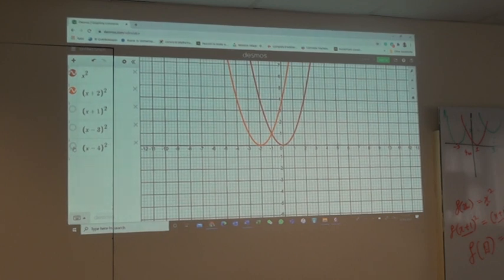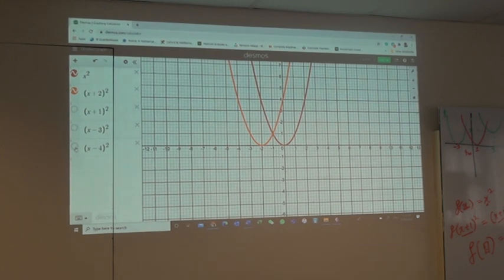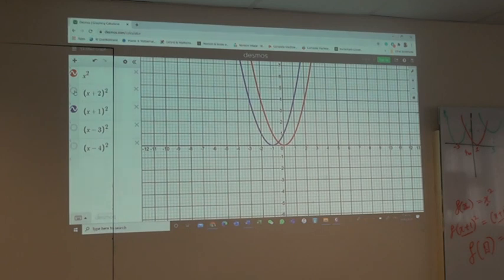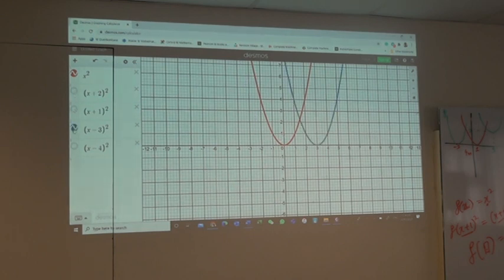Now look at what happens to this one, the purple. Jensen, what do you notice about the purple? From the red to the purple, it moves to the left by 1 unit. And similarly, everyone, what happened to blue quickly? To the right, 3. And this moves right, 4.